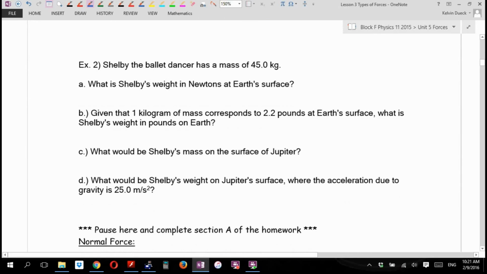So, Shelby the ballet dancer has a mass of 45 kilograms. What is Shelby's weight in newtons on the Earth's surface? Her weight is mg. It's going to be 45 times 9.8. I think I can do that in my head because it's going to be 45 times 10, which is 450. Take away 441? Newtons.